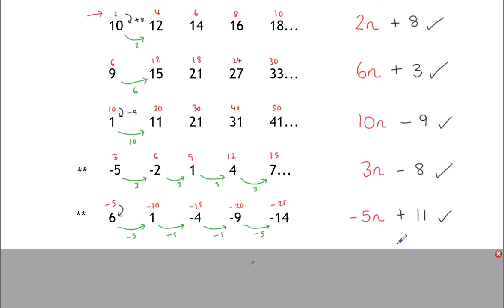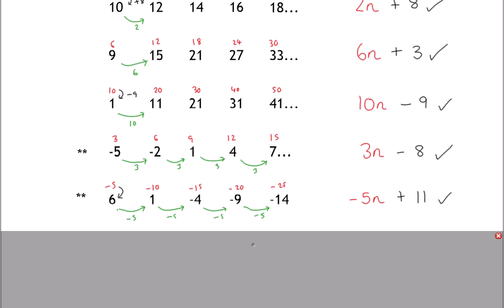Make sure you look at that the right way round. You've got to start on the times table and get to the first number in the sequence, otherwise you'll get your pluses and minuses back to front. So well done if you managed to get all of those right on your own, especially the last 2.